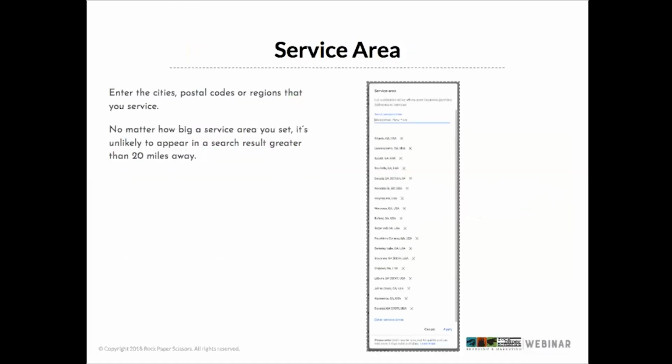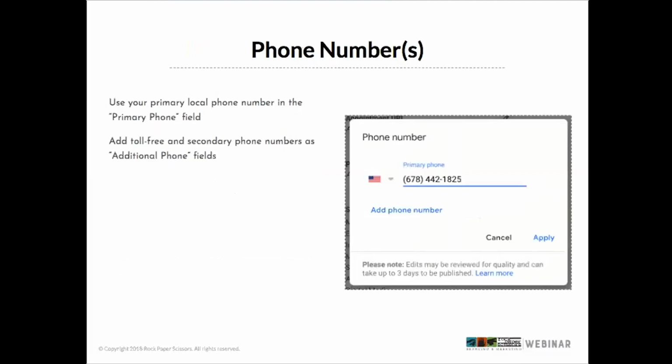So next is your service areas. Like Amanda said earlier, you can enter cities or regions that you're targeting or that you already service. You can also add postal codes. The big thing to remember here is that no matter how big your service area is that you set, it's unlikely to appear in a search result greater than 20 miles away. So just keep that in mind as you're filling this information out.